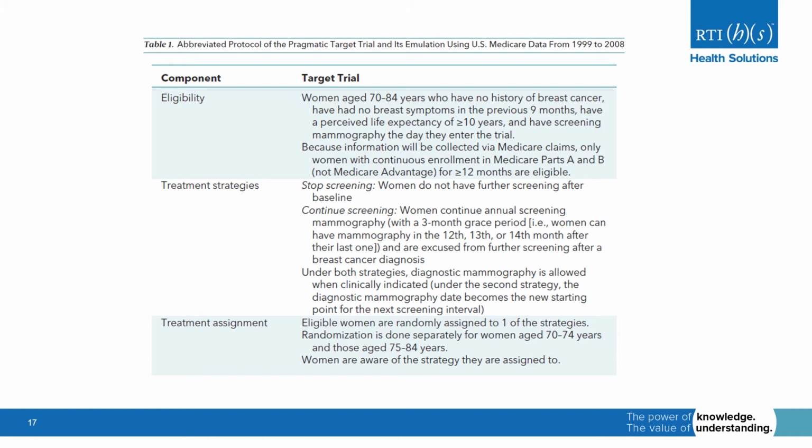Under both strategies, women are allowed to receive a mammogram if they have symptoms. They can receive diagnostic mammograms anytime. And if women in either arm are diagnosed with breast cancer, they don't need to follow screening anymore, because by definition, screening is for an asymptomatic, disease-free population. In our ideal trial, women are randomized to both strategies, and they are aware of the strategy they have been assigned to.